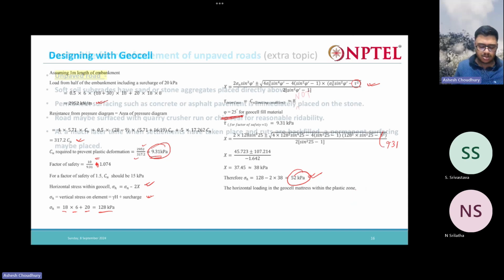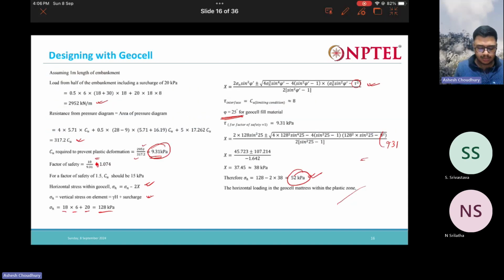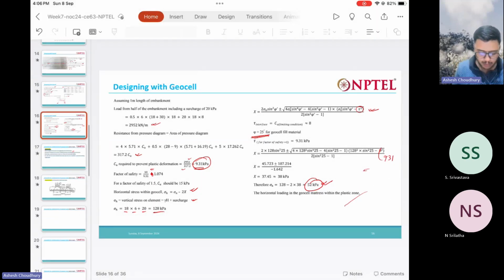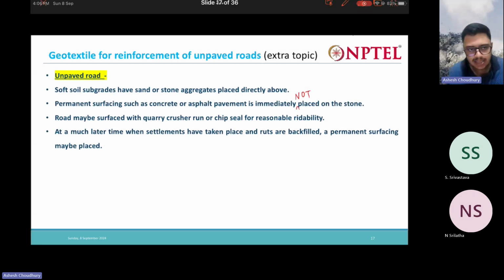Okay, so now since we have some time, I thought that I will discuss an extra topic with you. This topic is actually not included in your syllabus, since it is not discussed in the main class. But since we have a lot of time today, more than 50 minutes in today's session, just for your knowledge I will discuss this topic of unpaved roads.